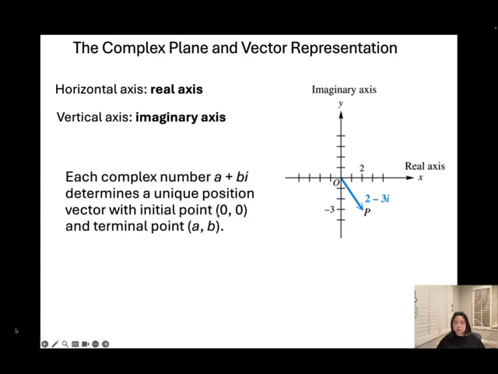Each complex number a plus bi determines a unit position vector with an initial point. We start from O, the origin, which we call the initial point. Then there is the point P, the vector OP, and P will be the terminal point. We use AB to represent it. In this example, 2 minus 3i is the complex number.